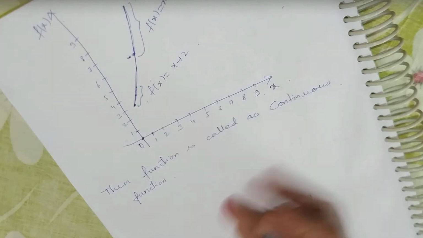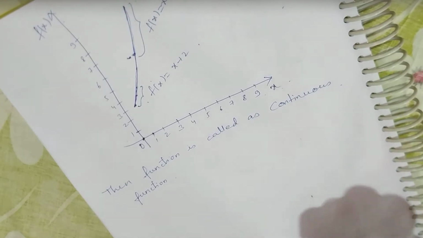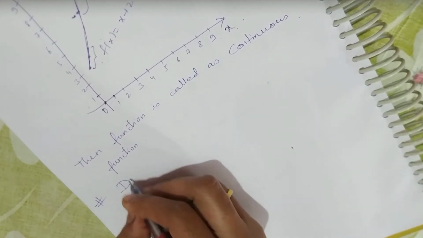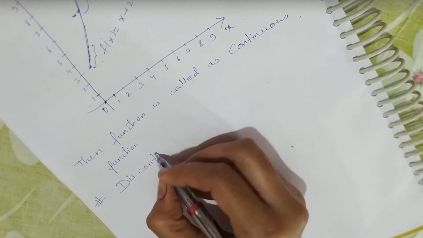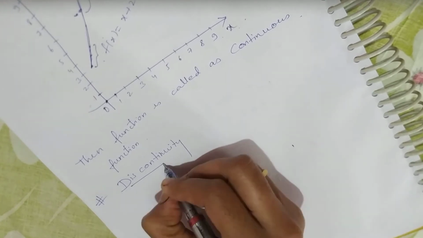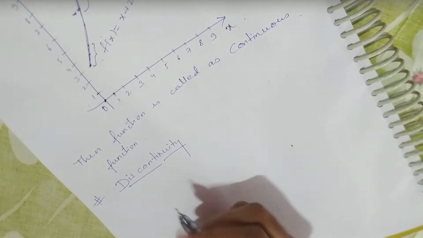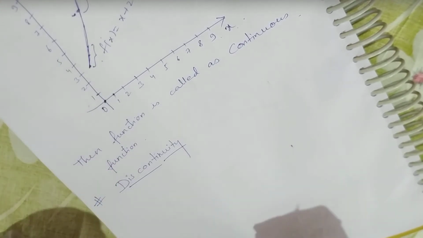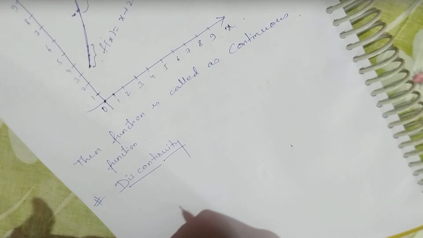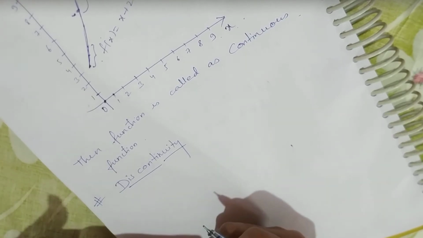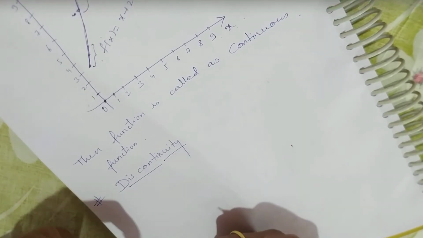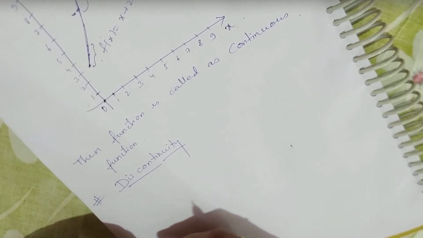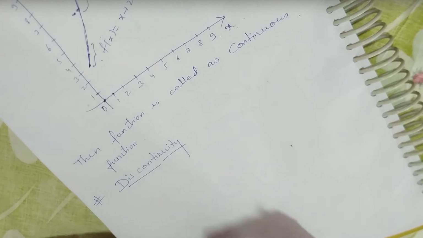Similarly, now I would like to discuss the discontinuity of the function. What is discontinuity? If there is a gap or a breakdown in a graph, or if we cannot find the limit of the function, or the limit of the function does not exist, then there exists a discontinuity, and some are removable and some are non-removable discontinuities.